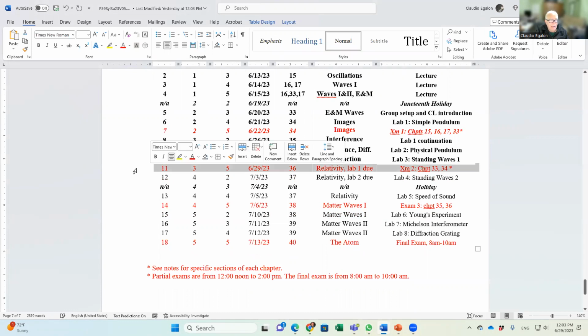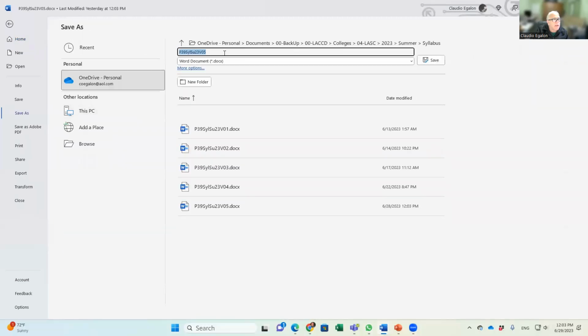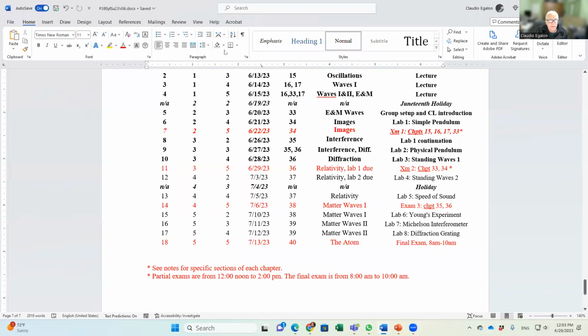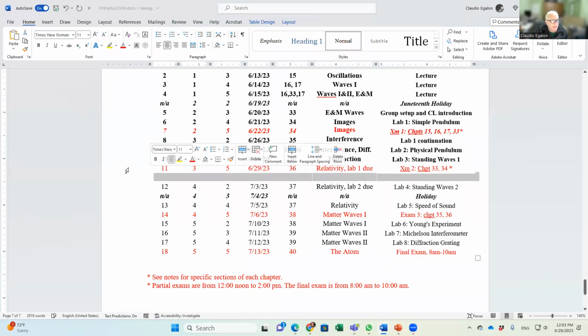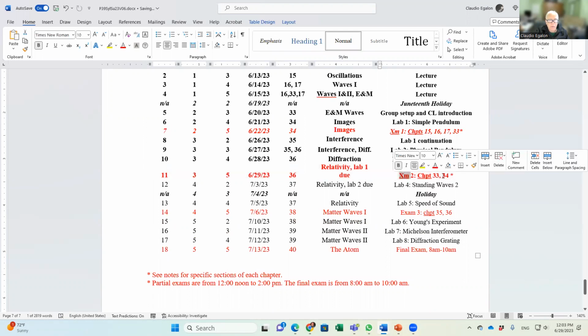Let's not forget lab 1 is due. I hope to be correcting lab 1 this weekend. And that's going to be my version number 6. I will boldface it here. Let's not forget exam 2 is today, chapters 33 and 34.